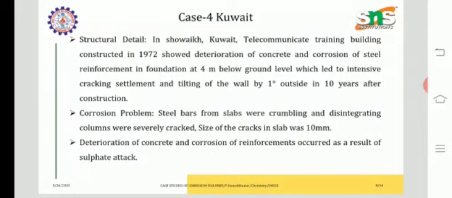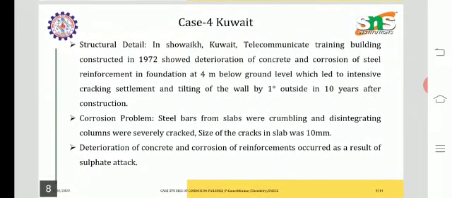The corrosion problem is that steel bars from the slab were crumbling and disintegrating, and columns were severely cracked. The size of the cracks in the slab was 10 mm. This deterioration is a result of a sulfate attack in the soil. The soil contains a huge amount of sulfate. These sulfates deteriorate these materials and made a huge impact about 4 meters below the foundation level, and made the huge building tilt towards 1 degree.